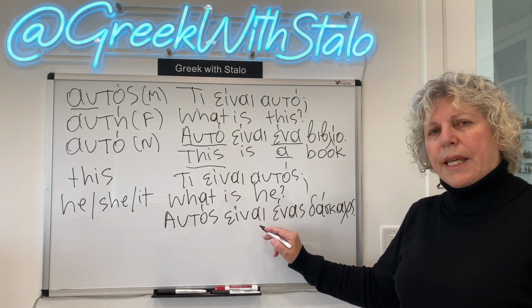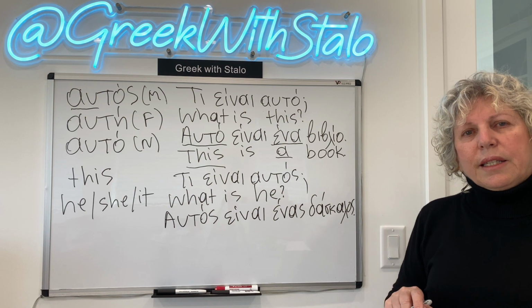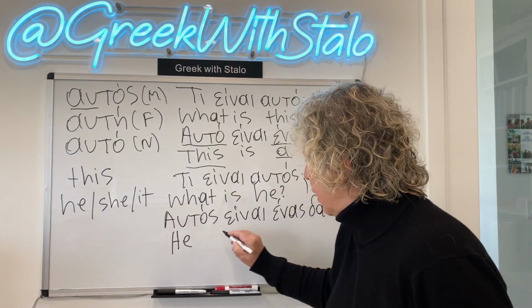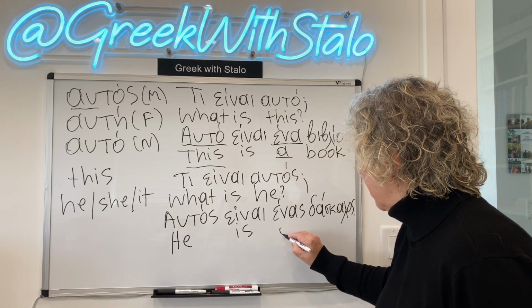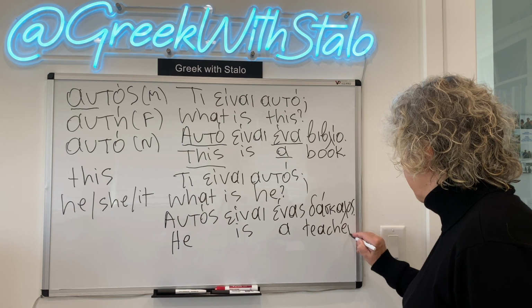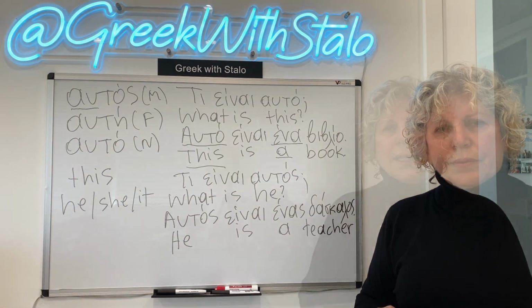Αυτός είναι ένας δάσκαλος. He is a teacher. He is a teacher. Now, when a noun follows αυτός, αυτή, αυτό, then we have to add the definite article.